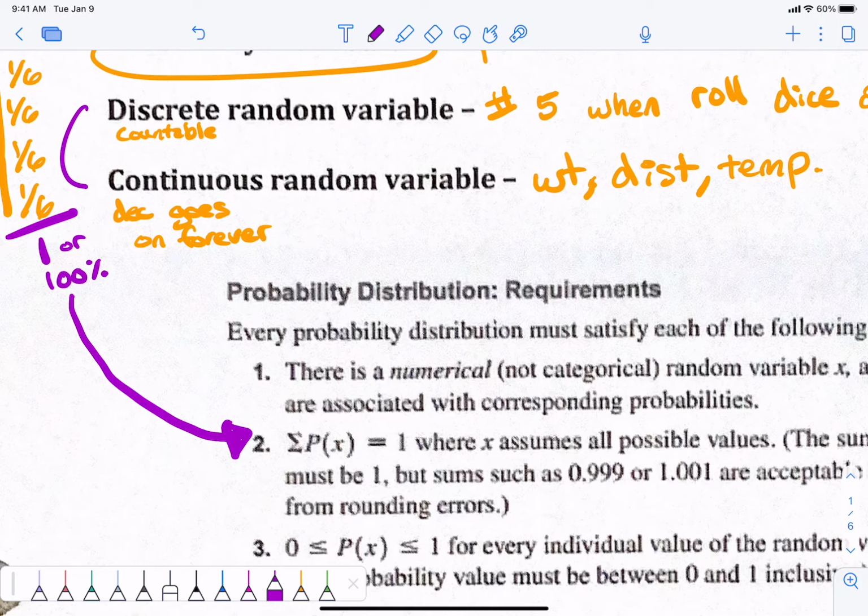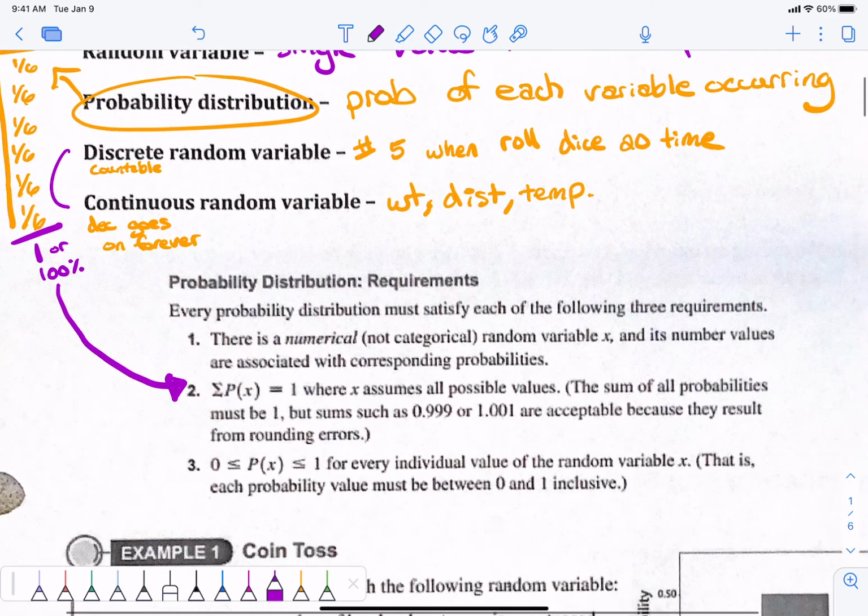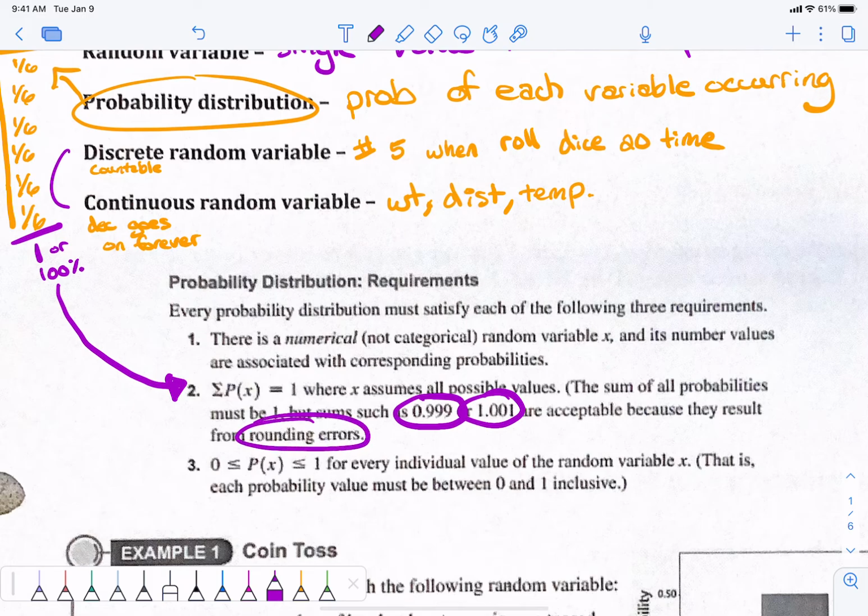Now, they are cautioning you. I'm going to talk about 2 a little bit further. It says the sum of all probabilities must be 1, but sums such as 0.999 or 1.001 can happen. Why? If we're adding those all up together, you might get 0.999, or you might get 1.001. But why does that happen? Because of rounding errors. The probabilities have to add up to be 1, but sometimes it's awfully close just because you've rounded.